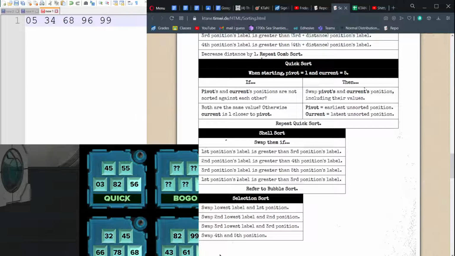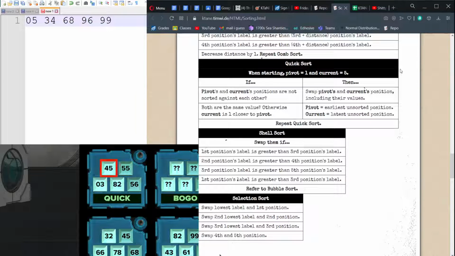And basically, once you do that, you then decrease by 1. And once you do that, you then go to the earliest unsorted position for your pivot and the latest unsorted position for your current. So the earliest unsorted position would be this 45, because 3 is already sorted, and the latest unsorted would be 56, because 56 should be over here.